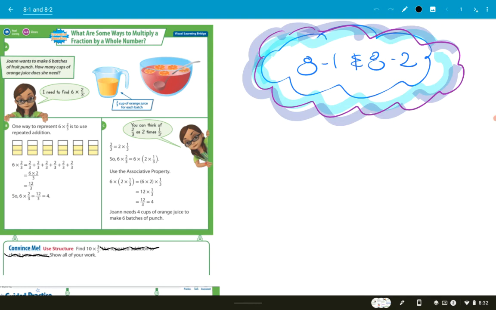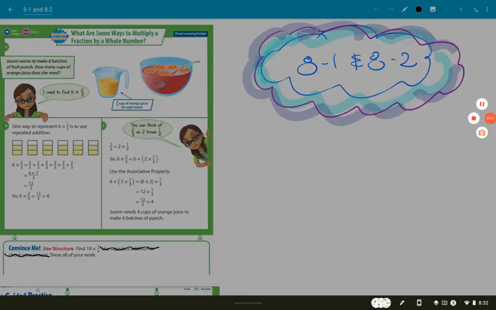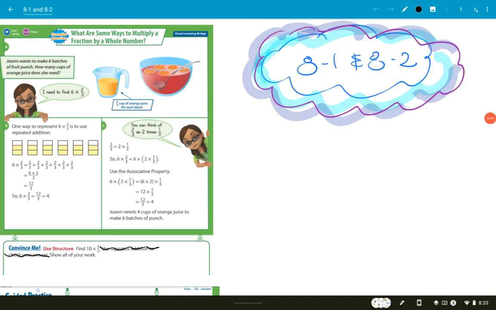Okay, it's recording. All right, so this section is about multiplying fractions, and it's really pretty easy. And I'm doing like I told you guys, we're going to go with big 1 and big 2 because they're essentially the same thing.